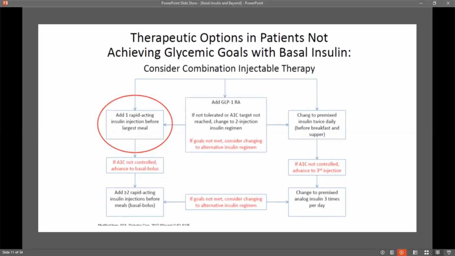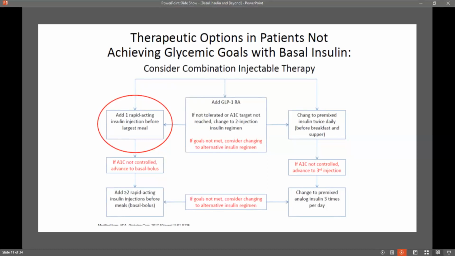If after doing that our A1C is still not controlled, then we can change it to basal bolus, meaning continue with the basal and cover all 3 meals of the day. So that's one option. The other option is to add a GLP-1 receptor agonist. And if the A1C has not reached our target after using a GLP-1, then we can add a bolus insulin as well.